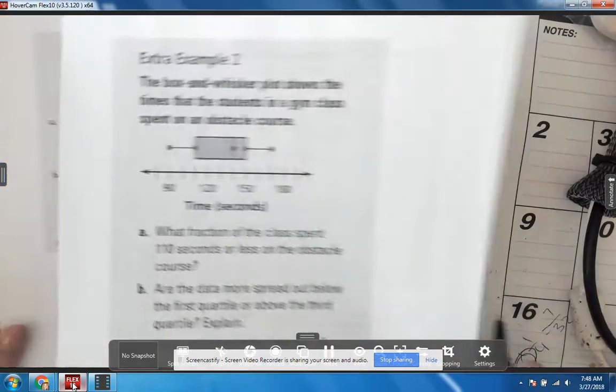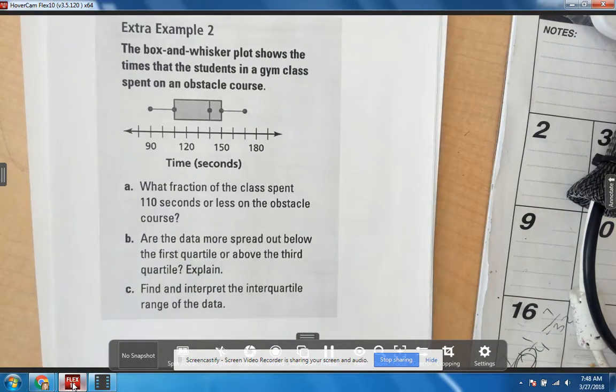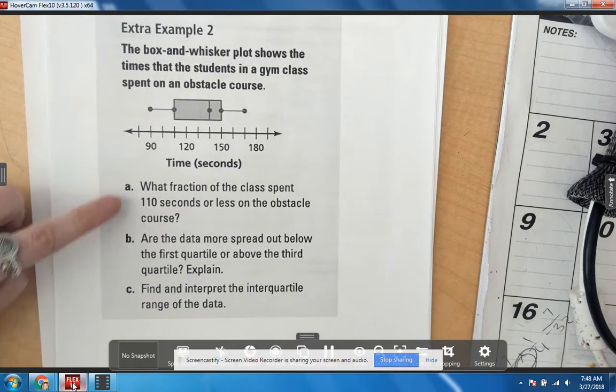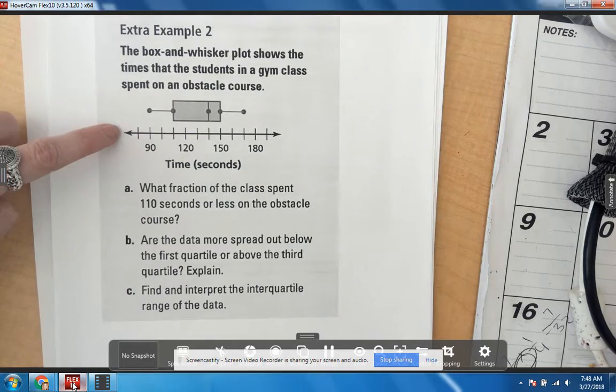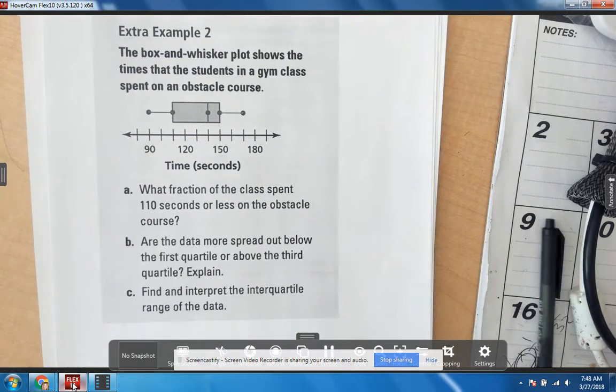Okay, so I'm going to have you try this one. It says the box and whisker plot shows the times that the students in a gym class spent on an obstacle course. You're going to answer the same type of questions that we just did by yourself. So pause it and try this one.